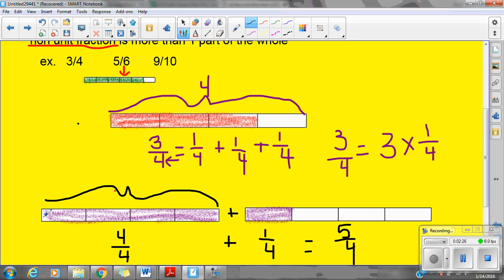We can see that this whole thing, all 4 parts are shaded. So I have 4/4 shaded here. But I have 1 part of a whole other one shaded in. So that's 1/4. When I put it together, I can say that I have 5/4 shaded. 1/4 plus 1/4 plus 1/4 plus 1/4 plus 1/4, which makes 5/4.